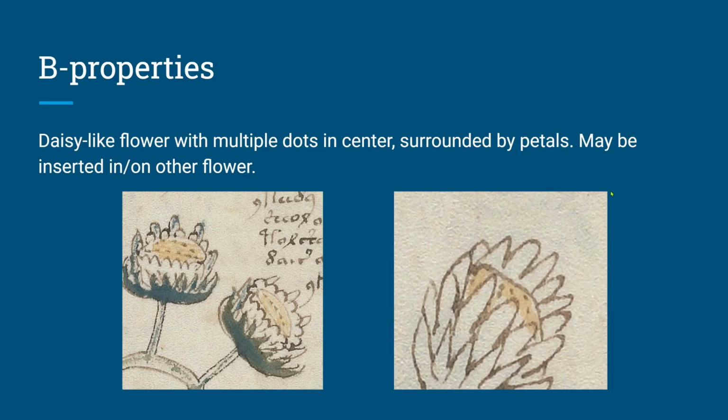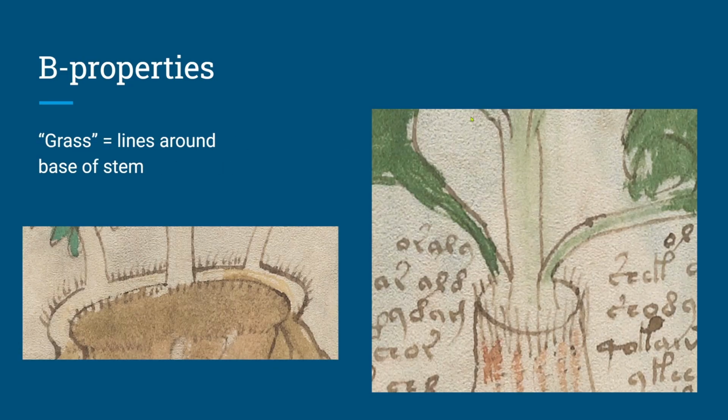One of the most interesting properties of B folios is what we like to call a daisy. It has multiple dots in the center surrounded by petals and sometimes seems to be inserted in or on other fully formed flowers. Another property we see in B folios and not A folios is what we call grass. This refers to lines around the base of the stem.